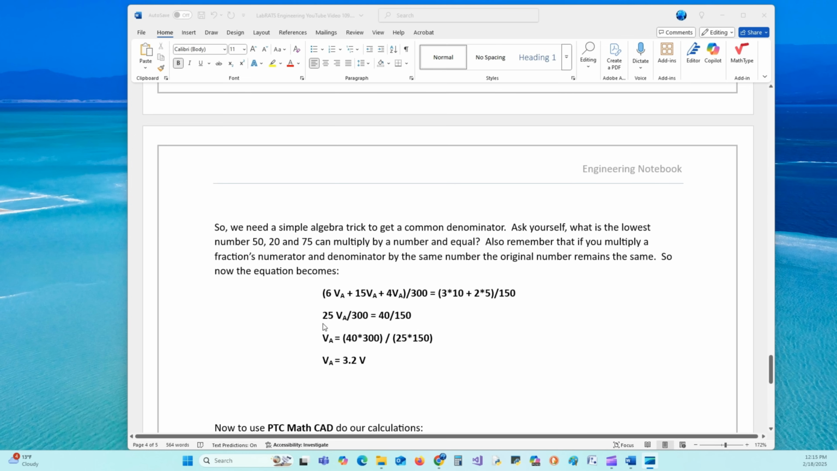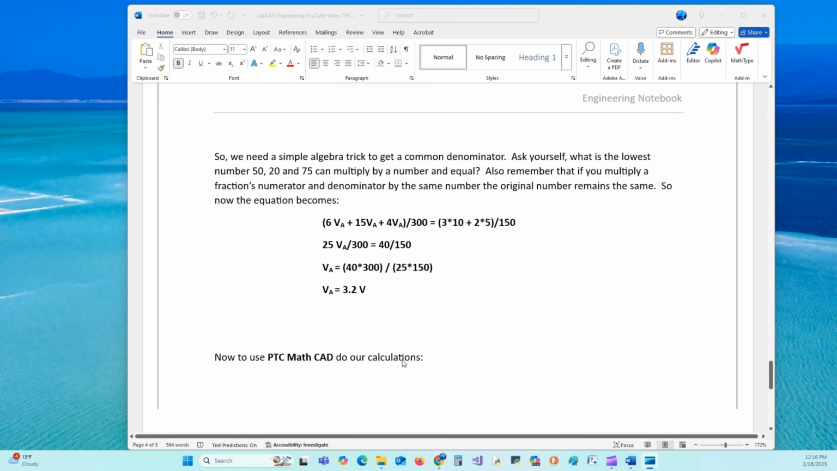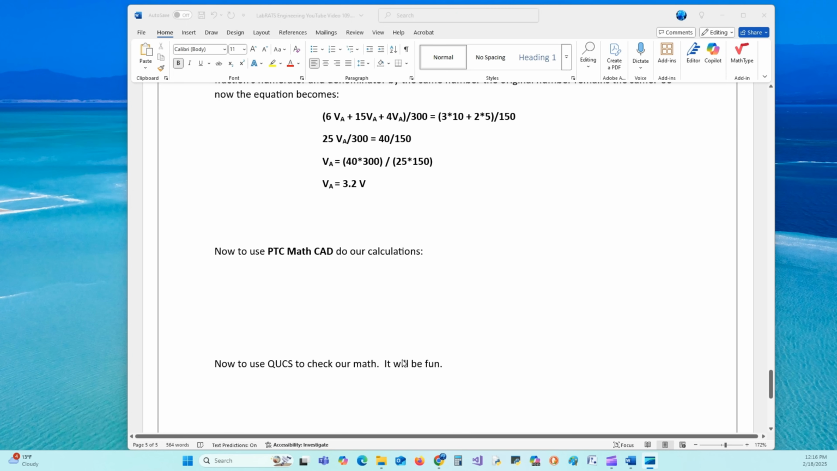Further reducing, we get 25 VA over 300 equals 400 over 150. We bring the 25 from the numerator into the denominator on the right side of the equation, and bring the denominator on the left side to the numerator on the right side of the equation. Further reducing, you get VA equals 40 times 300 divided by 25 times 150, which reduces down to 3.2 volts. So VA is 3.2 volts.